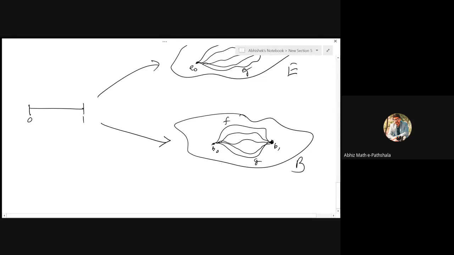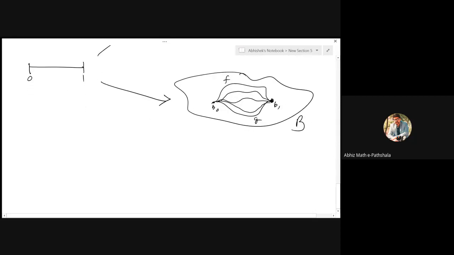Why? So the sketch of the proof will be like that. Now since f and g are path homotopic, you can have a path homotopy. So suppose F from the unit square to B is a path homotopy between f and g.